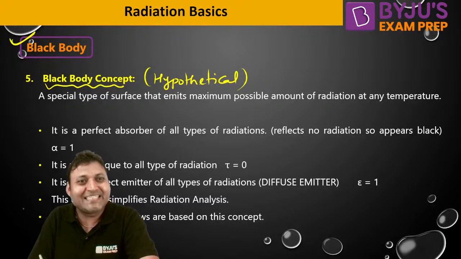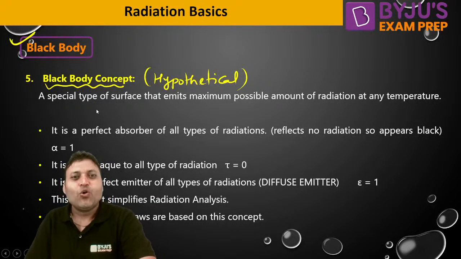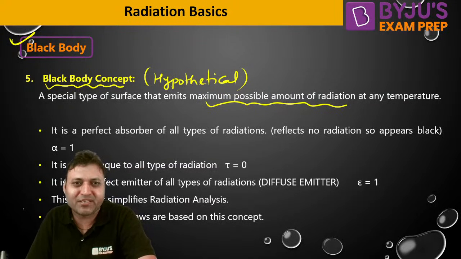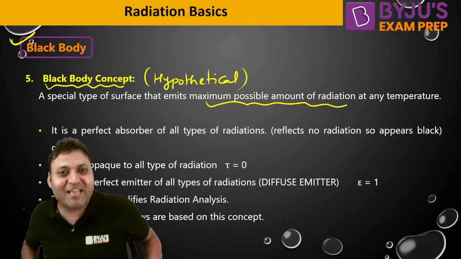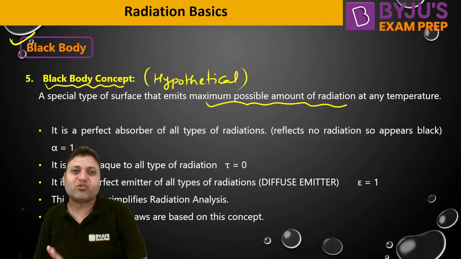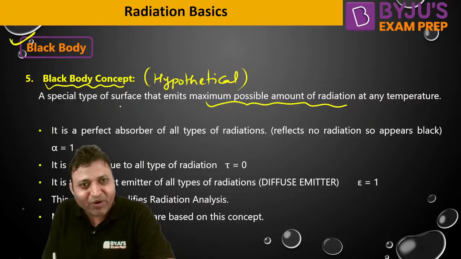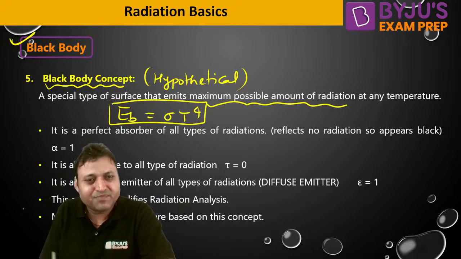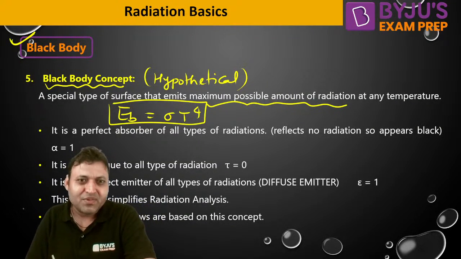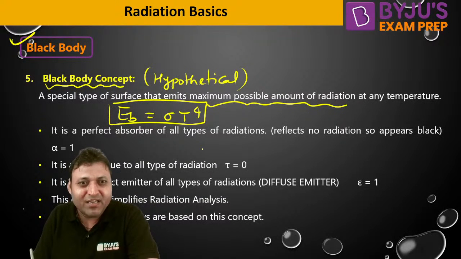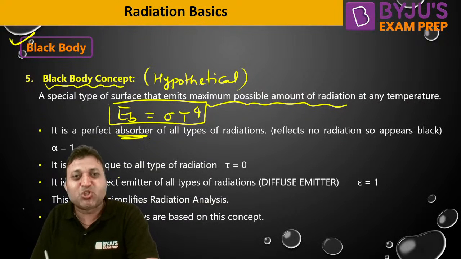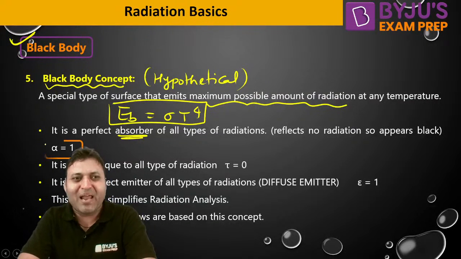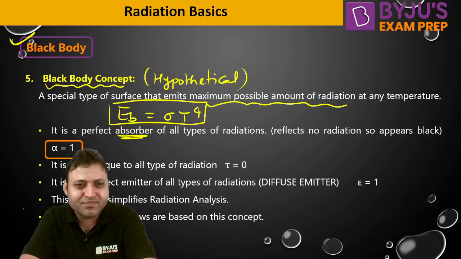So black body is a special type of surface which emits the maximum possible amount of radiation at any particular temperature. The radiation emitted by the black body is maximum corresponding to the particular temperature, and it is given by sigma into T to the power 4. That is called a black body. Or we can say the black body is a perfect absorber of all types of radiation. Absorptivity is equal to 1.